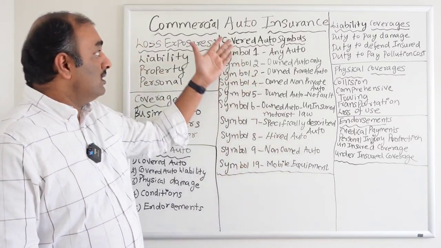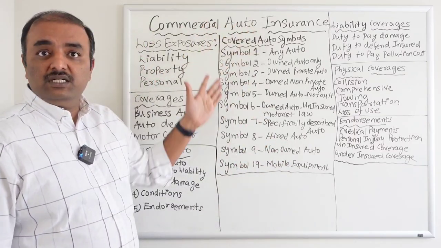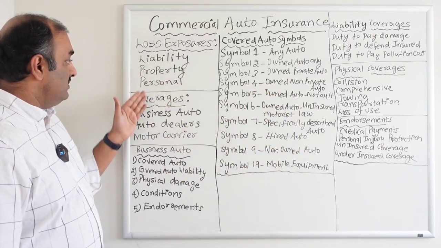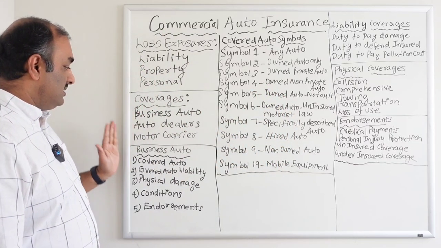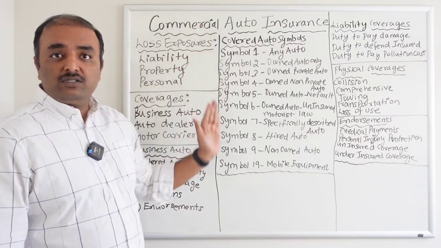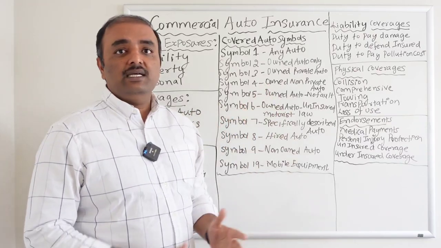So it's very important you know these covered auto symbols. Now we have discussed the loss exposures, we have discussed the coverages, we have discussed what business auto comprises of, then we have discussed covered auto symbols. Now let's discuss the coverages.